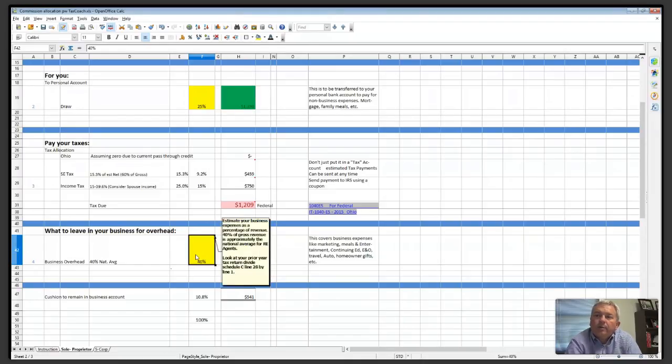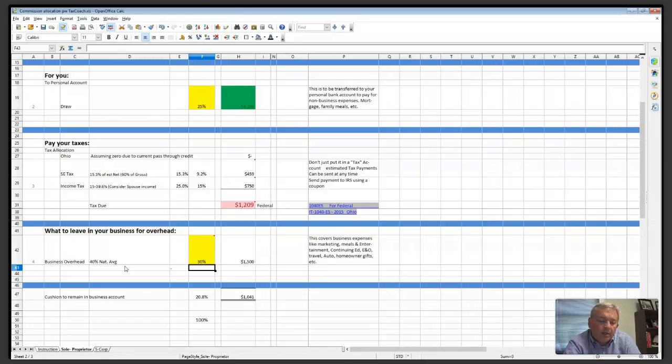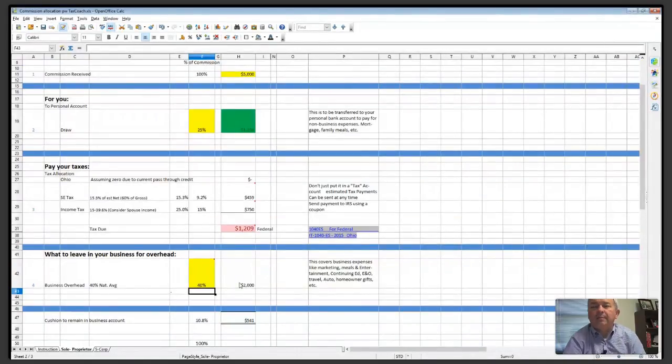And again, I'm using 40% simply as an estimate. It could be 30%. It could be 45. However you change that, it will change the amount of money that you need to leave in your business. Again, we're going to leave it at 40%. So out of the $5,000 that we received, $2,000 of it is going to stay in the business to cover operating expenses going forward.